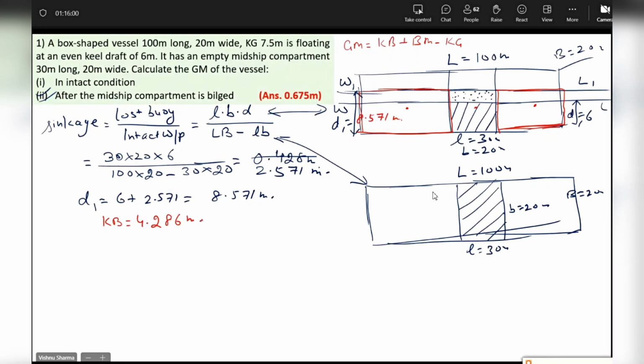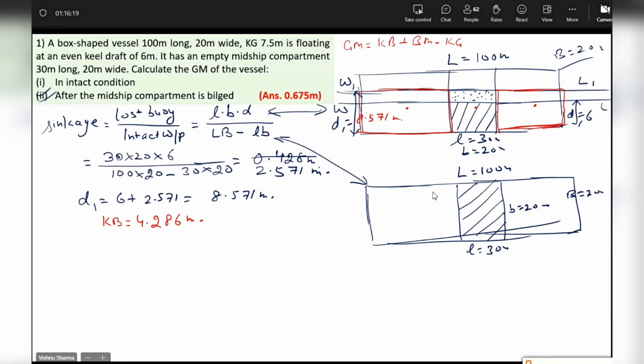4.286 meters, that is KB. But we also should know how to calculate KB by moments. How to calculate KB by moments. And now pay attention, this is the most important step of this particular topic.